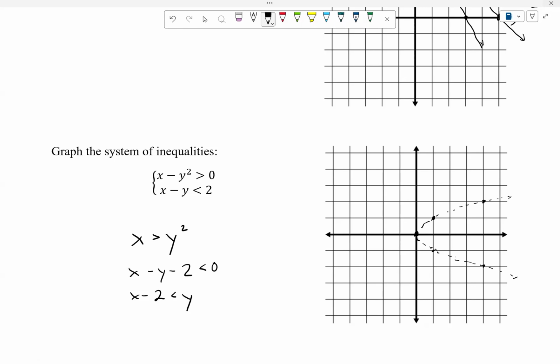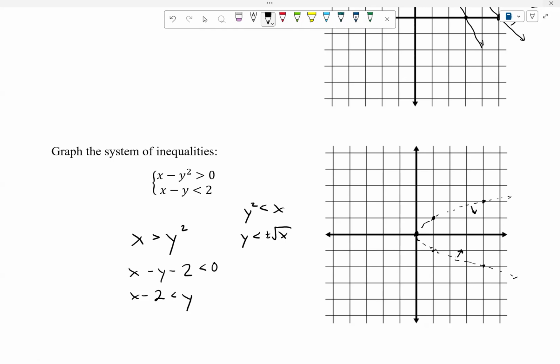Fantastic. Thank you. So I'll mark it kind of like this to indicate it's the inside. Yeah, it's the whole parabola. x equals y squared is that entire parabola. Now, I know many of you are addicted to solving for y, so maybe you did something like y squared is less than x, and then you took the square root and you said something like y is less than plus or minus square root of x.